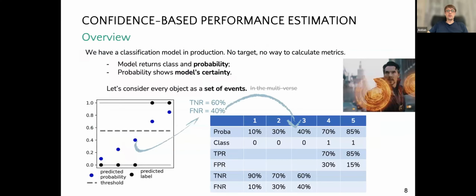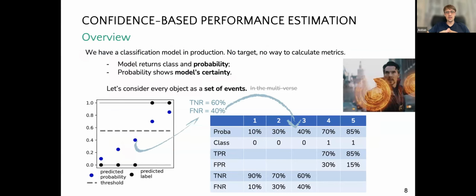Okay, let me explain the idea of the CBPE tool. Imagine you have a classification model running in production, but you lack access to the ground truth labels, making it impossible to directly calculate performance metrics. How can we estimate the model's actual performance in such a case? Well, the model predicts a class and a probability for every object. The probability shows the model's certainty regarding each object.